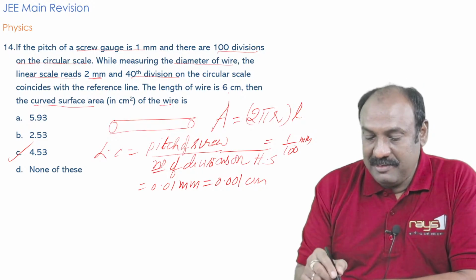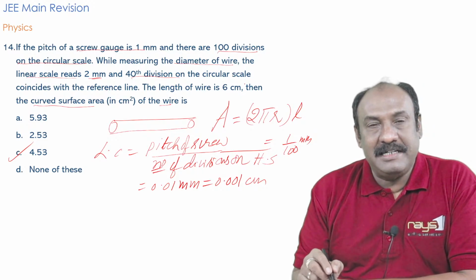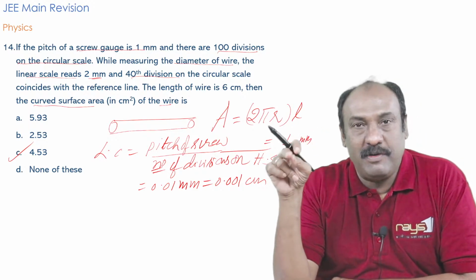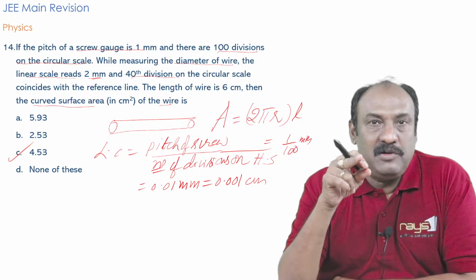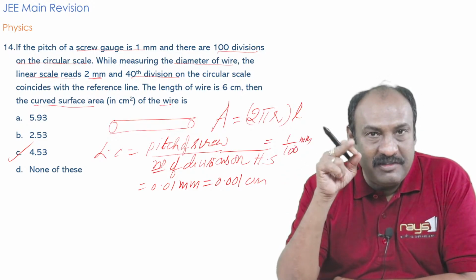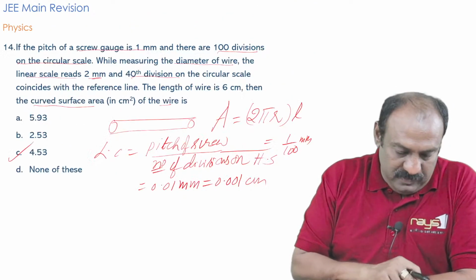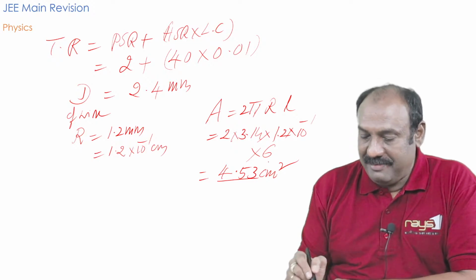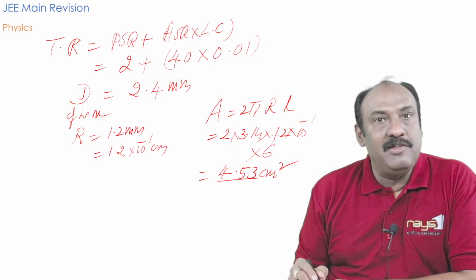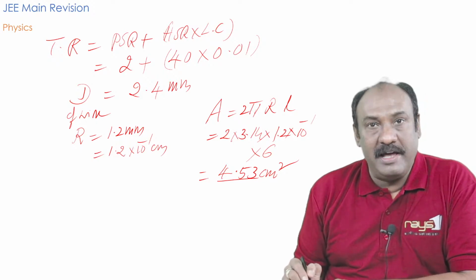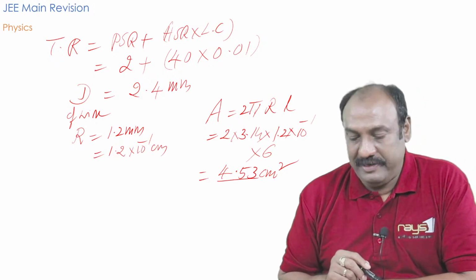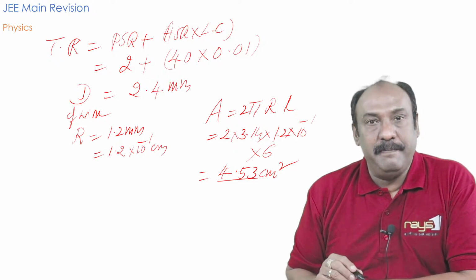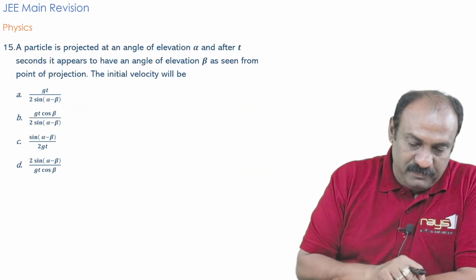Here the length is given in centimeter. So we get the diameter of the wire as 2.4 millimeters. From that we get the radius as 1.2 millimeter, to be converted into centimeter. It is 10 to the power minus 1, into length as 6 centimeters. So we get all the values in centimeters. So centimeter square is the area of that curved part of the wire. After calculation you get 4.53 centimeters square as the answer for this question.